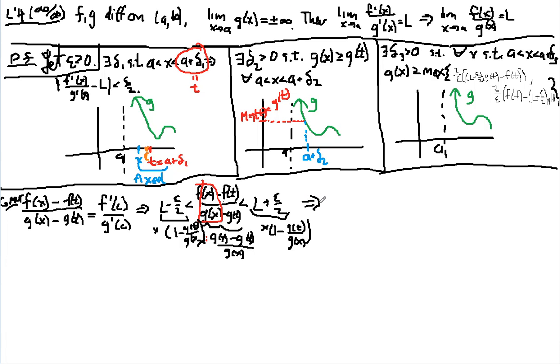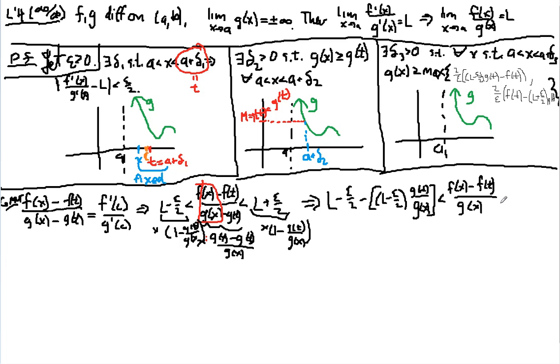So this all becomes, well, I'm going to distribute this through. L minus epsilon over 2 times 1 gives me L minus epsilon over 2 minus L minus epsilon over 2 times g of t over g of x. That's just the left side. The middle becomes f of x minus f of t over g of x, which is good because I want to get just f and g there.